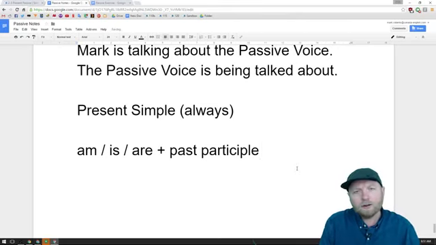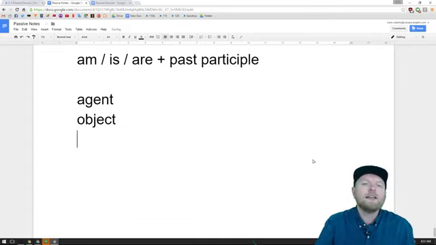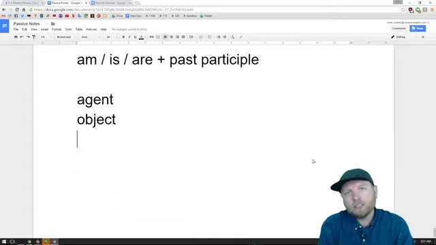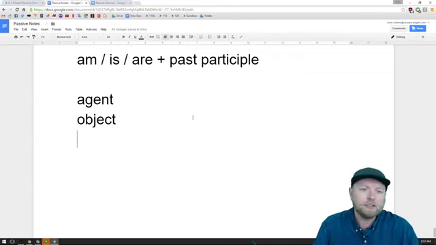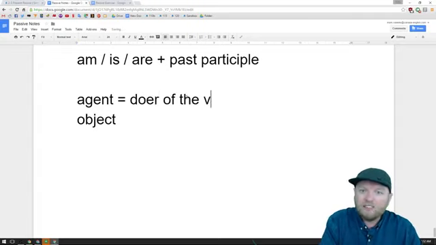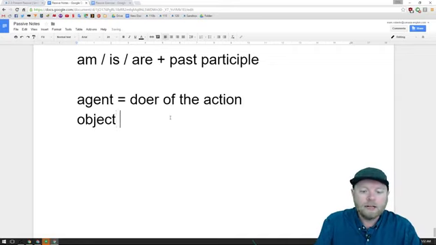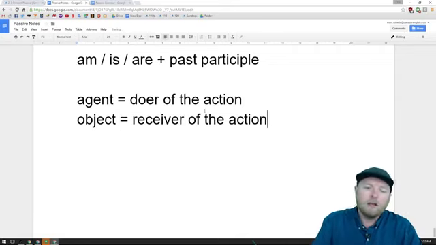Remember, guys, I talked about agent and I talked about object, and this is the problem. Students don't understand passive because they don't understand agent. Agent is the doer of the verb, of the action. Object is the receiver of the action, right?